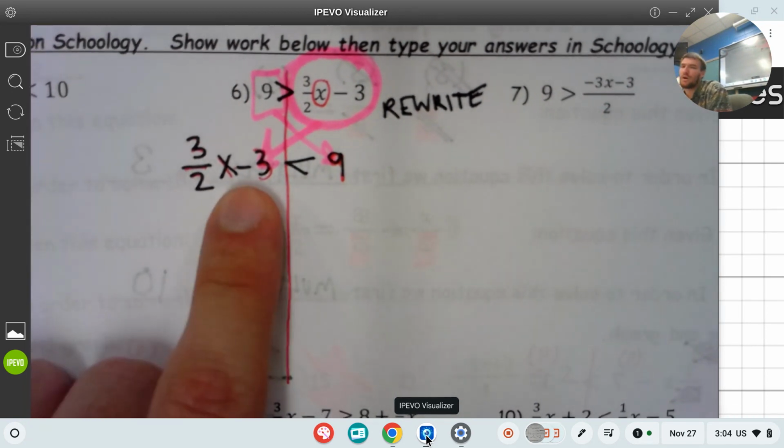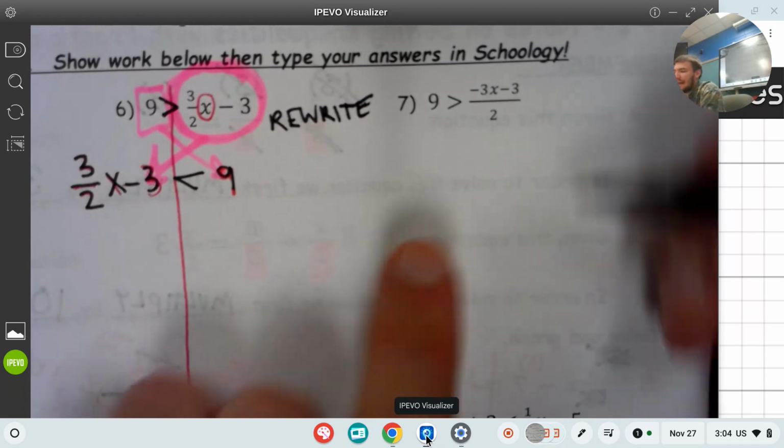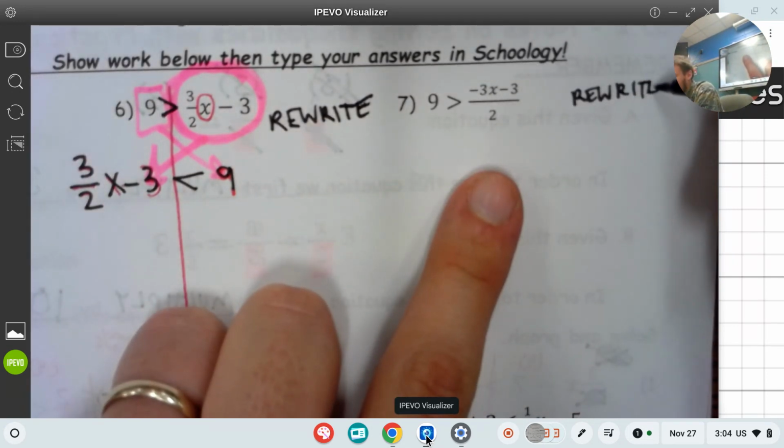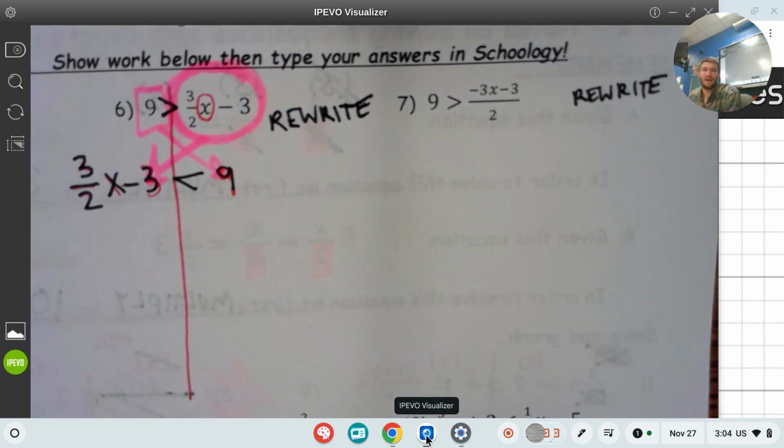There's one more question like this, and it's number 7. I'm not going to do the whole thing for you. If I was you, I might write that little tip there. You're probably going to want to rewrite for this question. Six and seven.